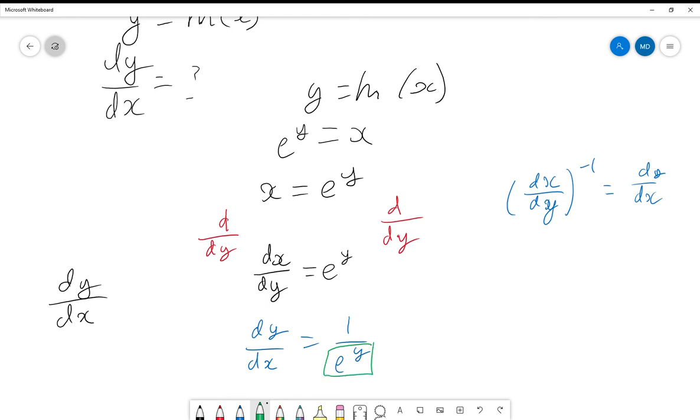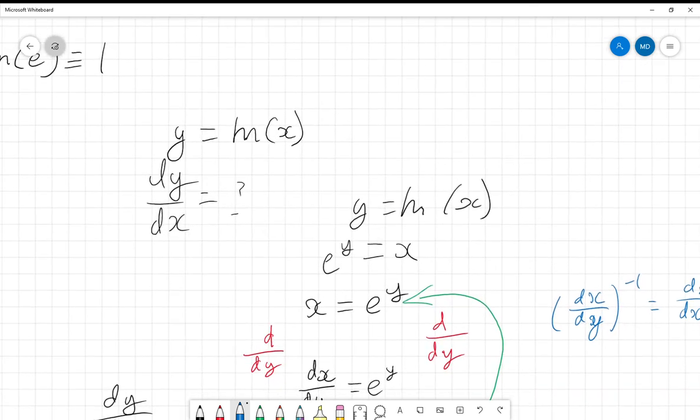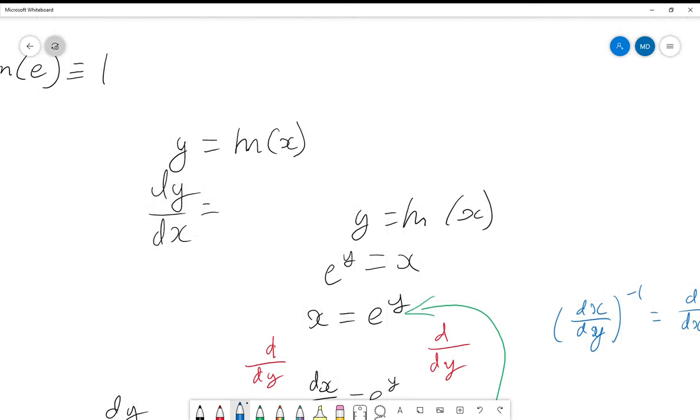Well, actually, e to the y is just x, because we want it all in terms of x. I mean, strictly speaking, dy by dx equals 1 over e to the y is true, but we want it in terms of x, so we get that dy by dx is equal to 1 over x. And that gives us our rule up here. If y equals the natural log of x, then dy by dx is equal to 1 over x.